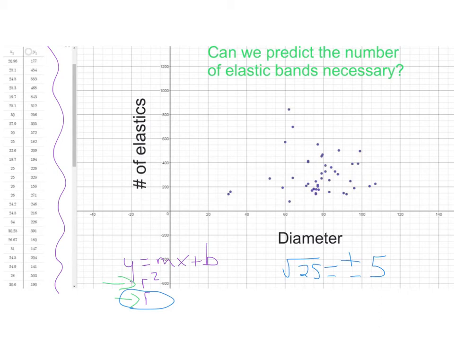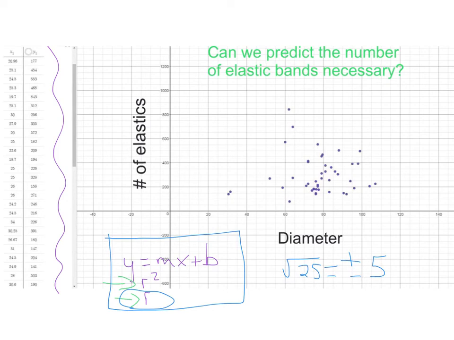Once you've found all of that, I want you to go to the discussion board and I want you to talk about your results and what you think is the relationship. The overall question here, the reason that we do all these statistics and the reason that we do all this analysis is that we're hoping that this equation will allow us to predict the number of elastic bands for any diameter of pumpkin that we do this with.